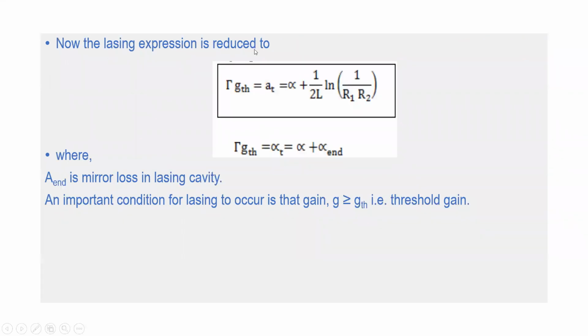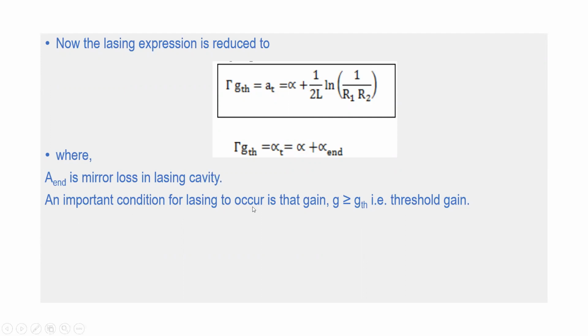Now the lasing expression is reduced to gain equal to the attenuation that has occurred. That is what we have said: the attenuation that has occurred is equal to the gain. This attenuation is noted as the attenuation due to reflections from one end to the other end, plus the attenuation of the material. The end attenuation is nothing but the attenuation caused by the mirrors. So these two attenuations are equal to the gain. In order to have equal amplitudes, α_end is the mirror loss in the lasing cavity.